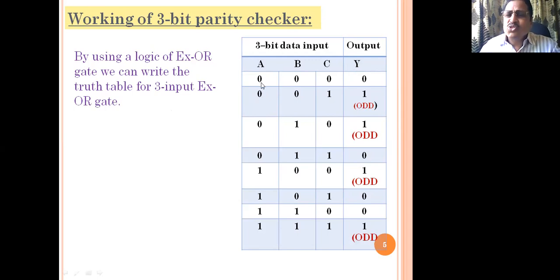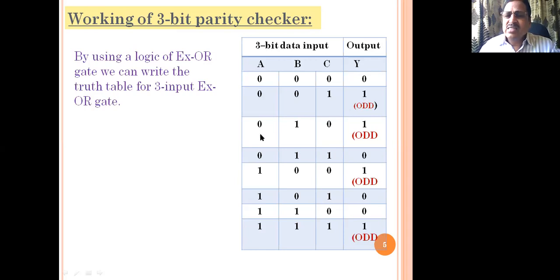Just think about the first 2 bits. We know that 0 XOR 0 in a 2-input XOR gate, the output is 0. Again that 0 XOR with the third input 0, the output again comes to be 0. For the second combination here, 0, 0, 1. So the first XOR gate, 0 XOR 0, result is 0. But its output XOR with 1, the result is 1.